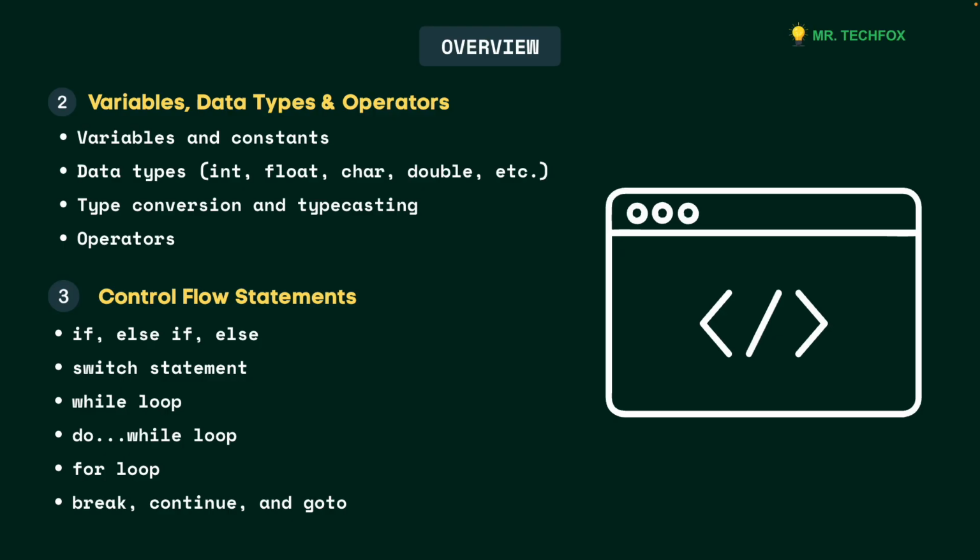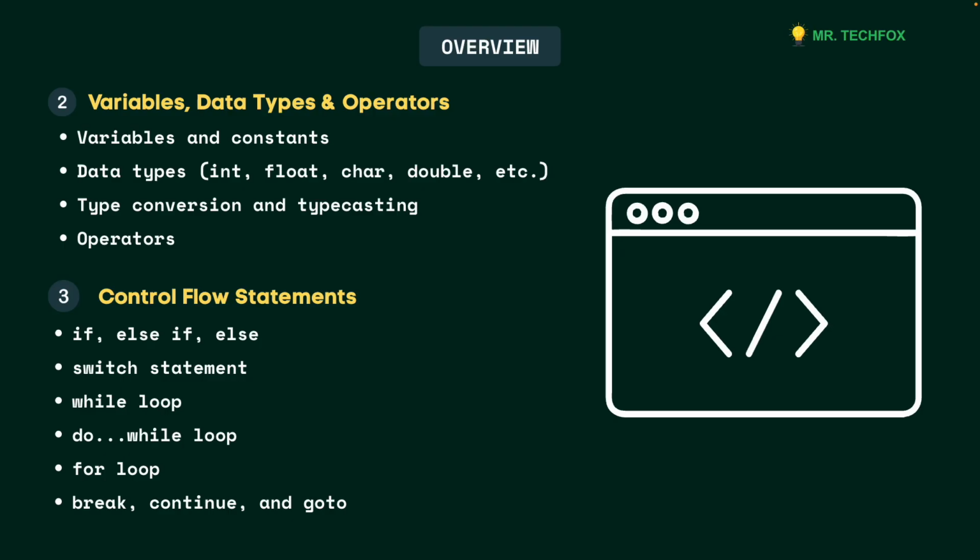Then we'll learn about type conversion and typecasting. You will learn how to convert between different data types when needed, ensuring your code works smoothly even with different types of data. We will also cover operators. You will master operators like arithmetic, relational, logical, and bitwise operators. With this, you will control how your data interacts and behaves in the program.